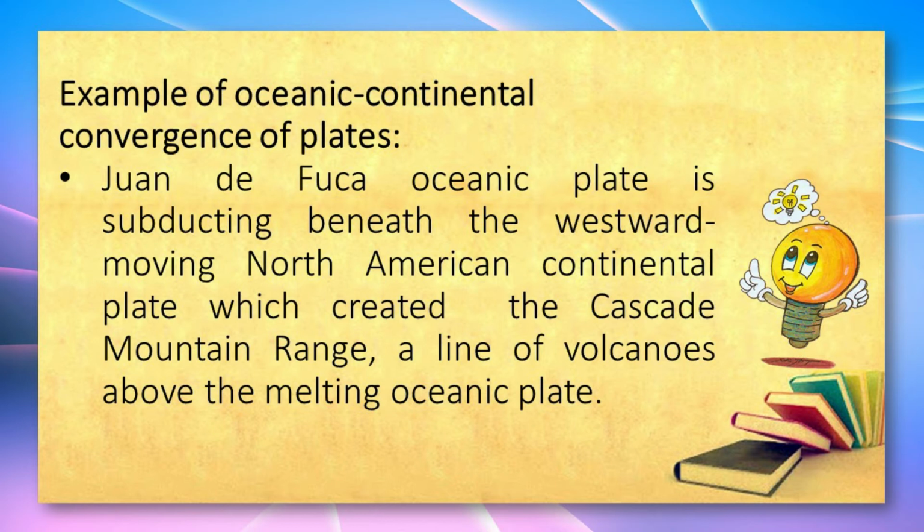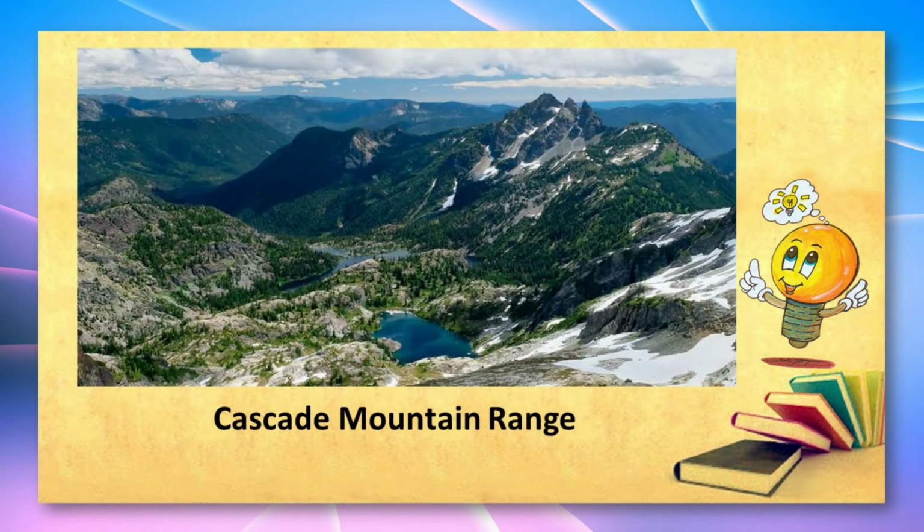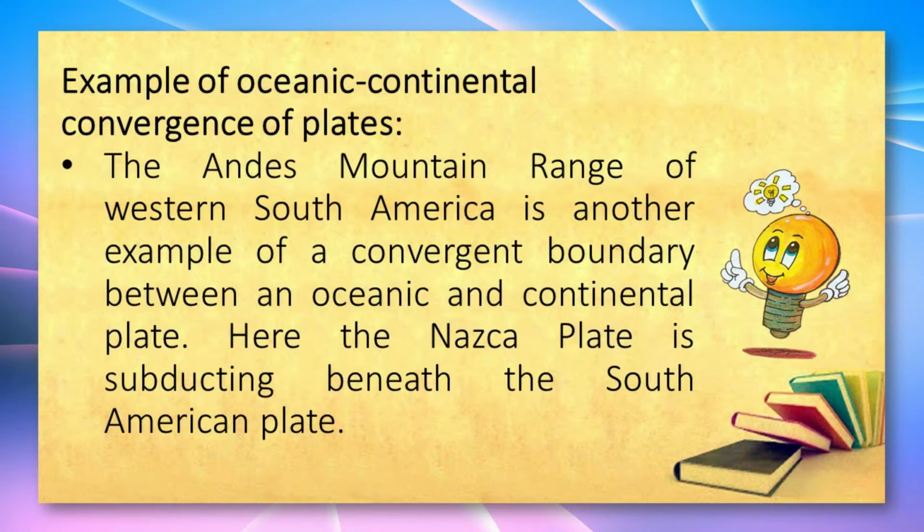We have the Juan de Fuca oceanic plate subducting beneath the westward moving North American continental plate, which created the Cascade Mountain Range, a line of volcanoes above the melting oceanic plate. The Andes Mountain Range of western South America is another example of a convergent boundary between an oceanic and continental plate. Here, the Nazca Plate is subducting beneath the South American plate.